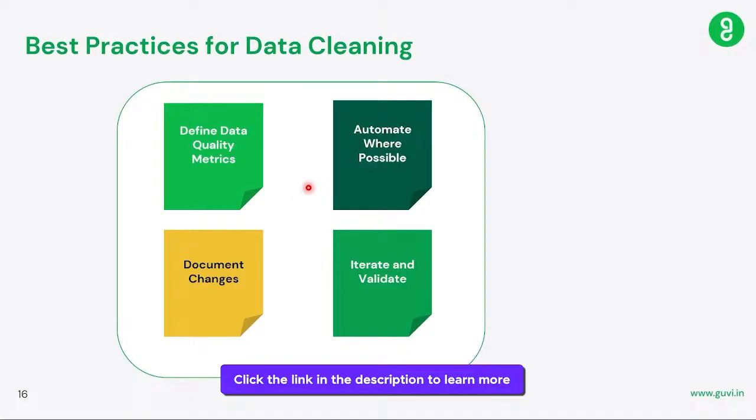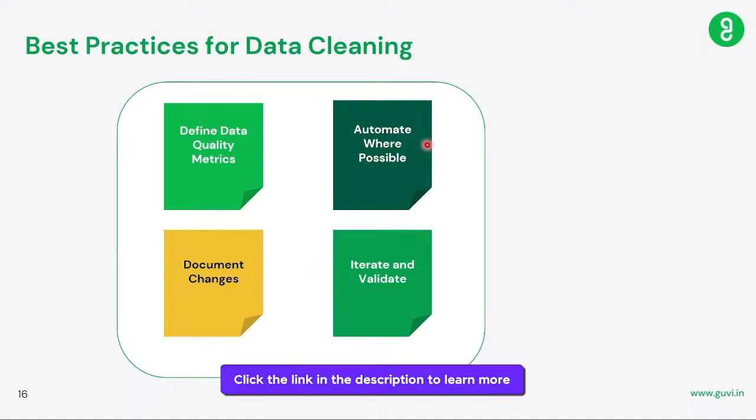For example, data quality metrics may include measures such as data completeness, accuracy, consistency, and timeliness. By defining the data quality metrics upfront, organizations can set clear expectations for data cleanliness and monitor progress throughout the data cleaning process.